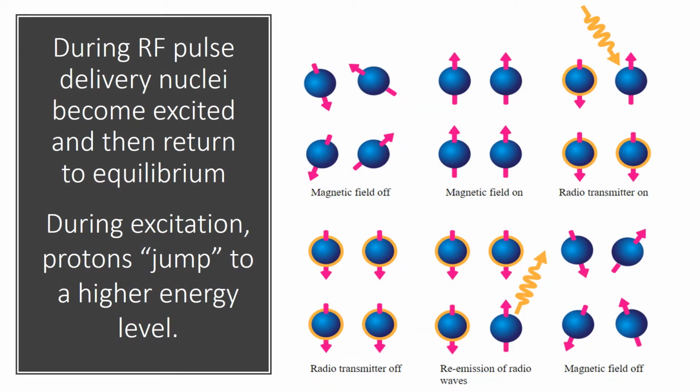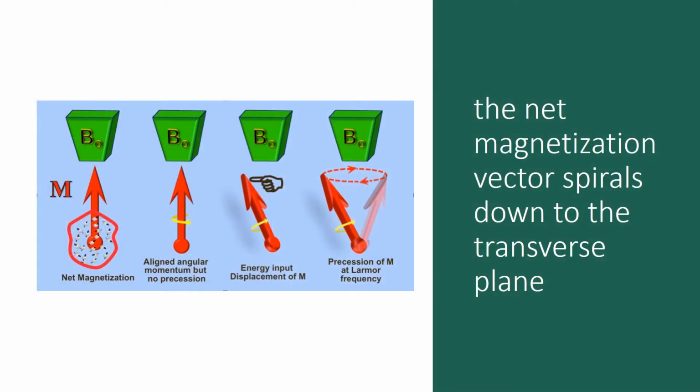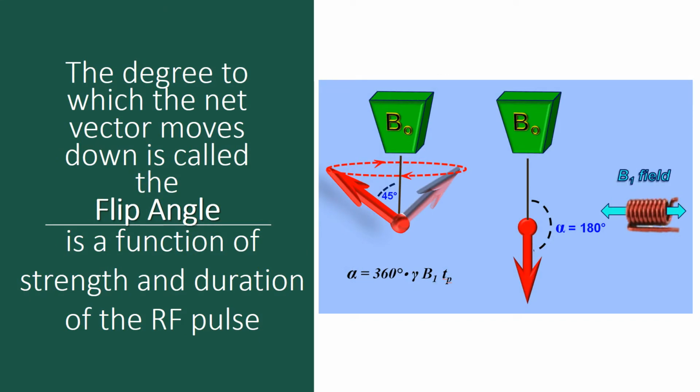During RF pulse delivery, nuclei become excited and then return to equilibrium. During excitation, protons jump to a higher energy level. The net magnetization vector spirals down to the transverse plane. The degree to which the net vector moves down is called the flip angle. The flip angle is a function of strength and duration of the RF pulse.